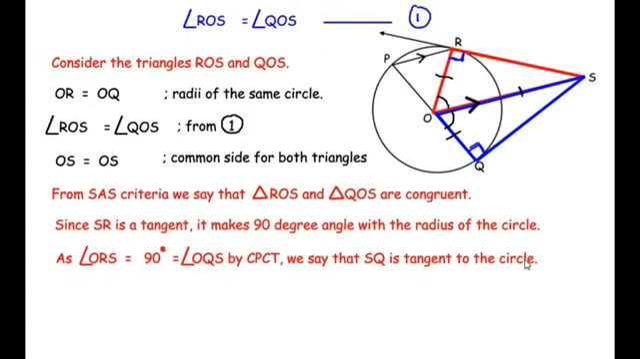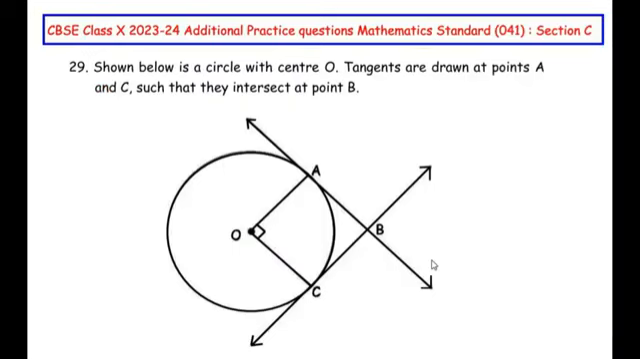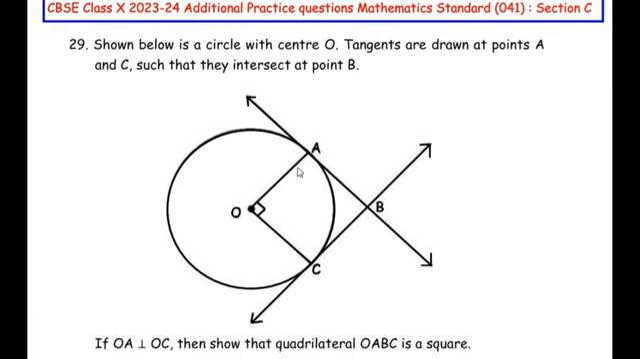Now let us look at the OR question. Now this is the OR question, and this question also belongs to the circles chapter. So let us start with the question. Shown below is a circle with center O. Tangents are drawn at points A and C such that they intersect at point B. If OA is perpendicular to OC, then show that the quadrilateral OABC is a square.